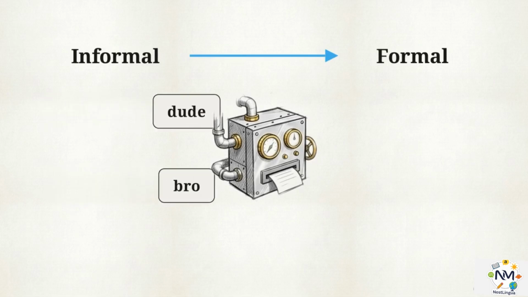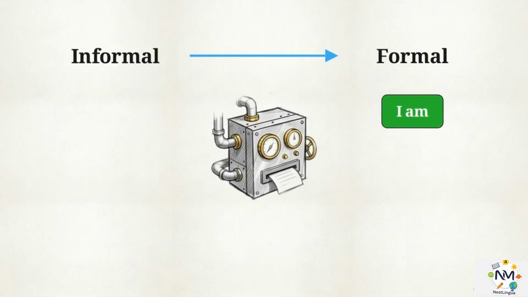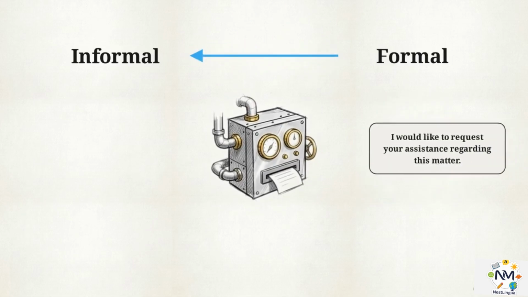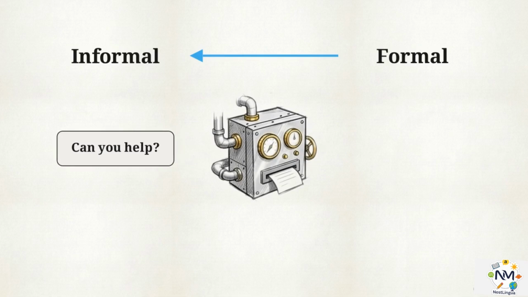First, remove slang like dude or bro. Next, expand contractions. I'm becomes I am. Replace words like help with assistance. To reverse the process, intentionally shorten sentences and swap complex terms for casual vocabulary.